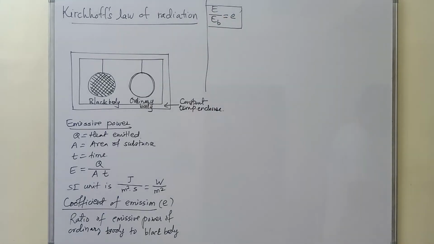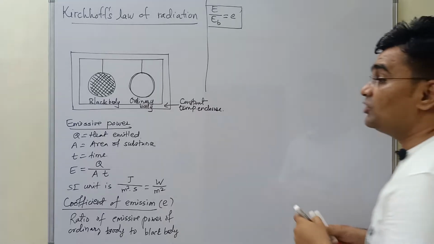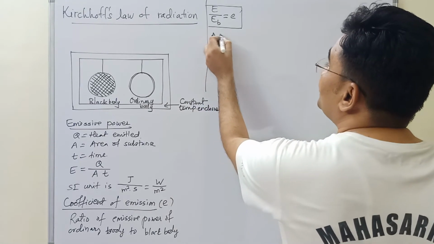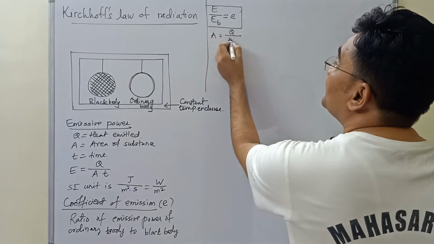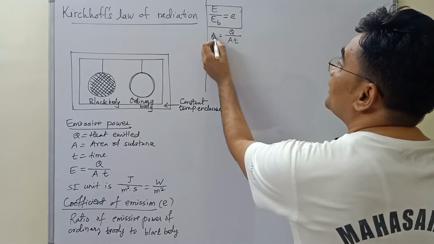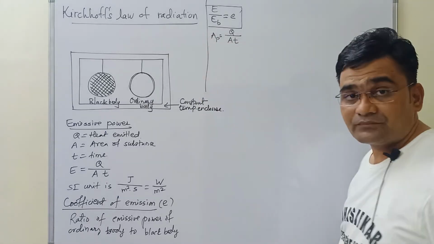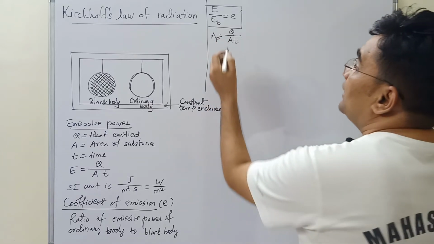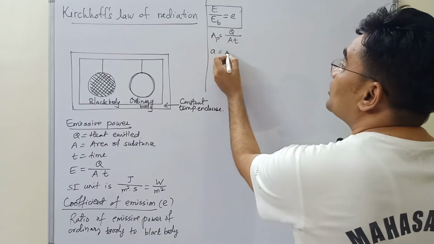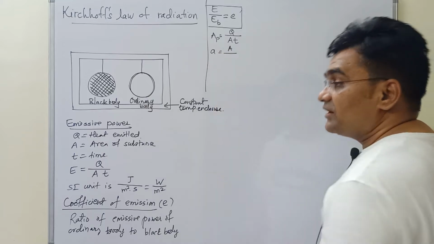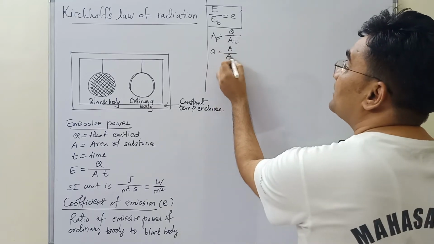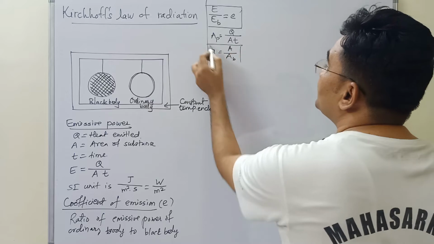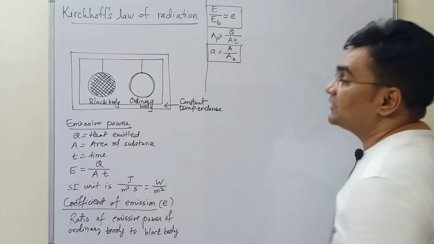In a similar manner, one can define absorptive power and coefficient of absorption. Absorptive power is the amount of heat absorbed per unit area per unit time. Instead of calling it A, I will write AP, so there is no confusion between symbols. And coefficient of absorption, a, is equal to the amount of heat absorbed by an ordinary body to the amount of heat absorbed by a black body. These two definitions we will require.